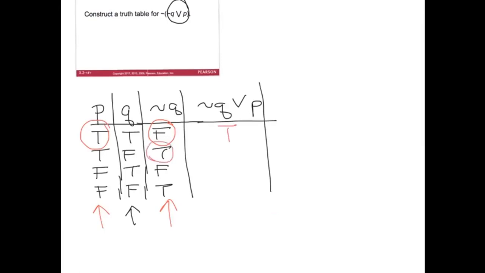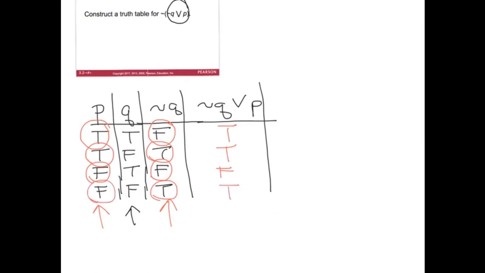First statement's true, second statement's true. That creates a true value. First statement is false, second statement is false. That is the only time the disjunction is false. First statement's true, second statement's false. That makes a true statement.